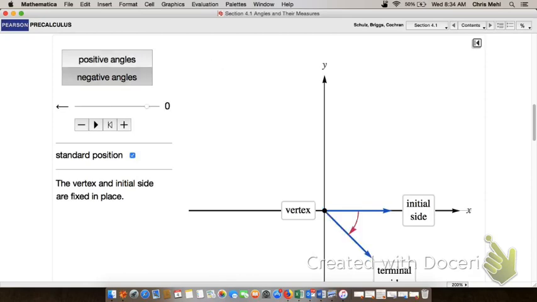We can also take a look at negative angles. Again, if you start at your initial side and you start rotating clockwise, you would be forming negative angles. You take your initial side, you rotate it clockwise, and once you finish rotating, the initial side becomes the terminal side.